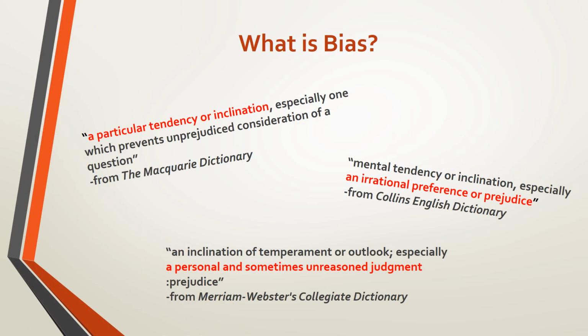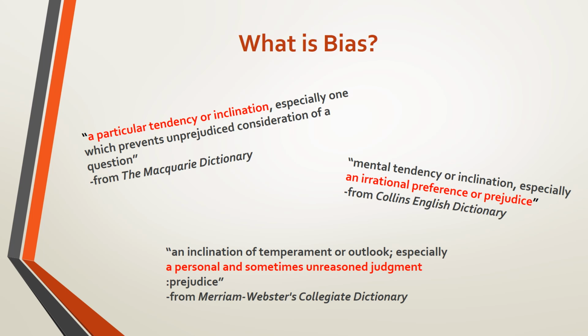What exactly is bias? Well, dictionaries define it as a tendency or inclination of temperament or outlook, an irrational preference or prejudice, sometimes unreasoned judgment. Sometimes these kinds of tendencies appear in information sources, like what appears to be a research article.